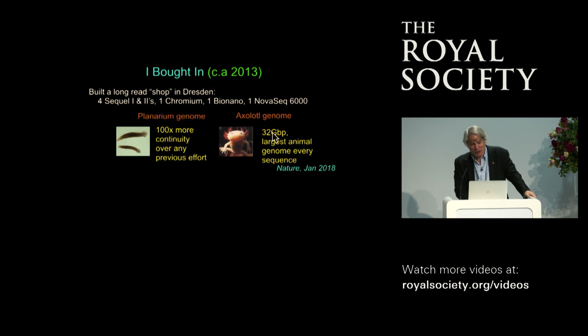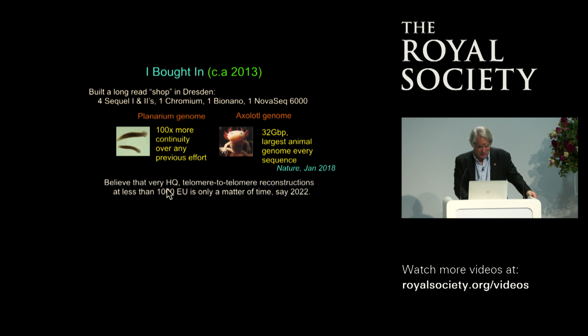And with the axolotl, I basically set on it because it's the largest thing I think that's ever been sequenced. It's 32 billion base pairs long. It's 10 times bigger than your genome, okay? And we got those published last year in Nature.